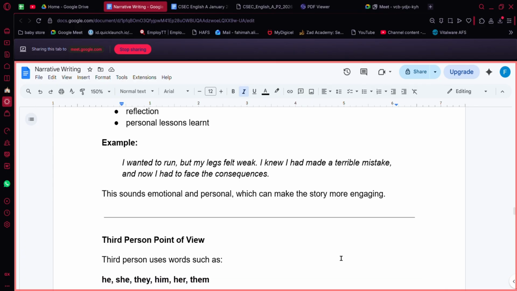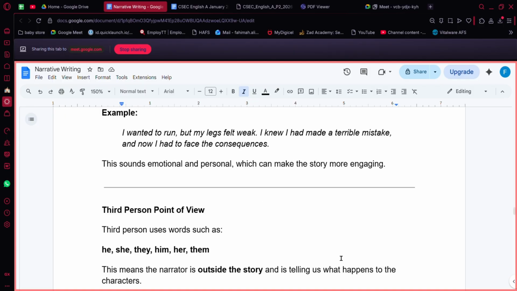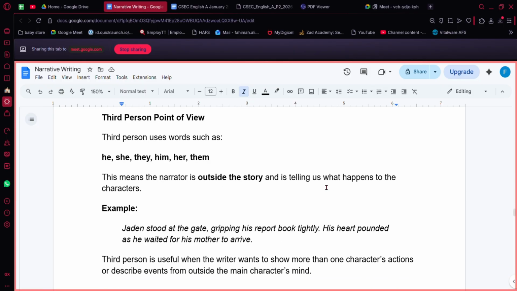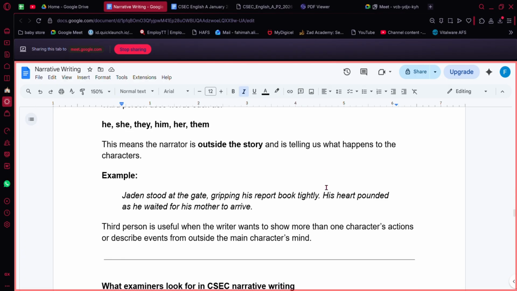A third person story, on the other hand, is where the narrator is not inside the story. The narrator is outside of the story and talks about all the characters equally. So they would never use I this and I that, or we, us, me, no. They will always use he, she, they, him, her, and them, right? We know what goes on with all the characters. So for example, Jaden stood at the gate gripping his report book tightly. His heart pounded as he waited for his mother to arrive.